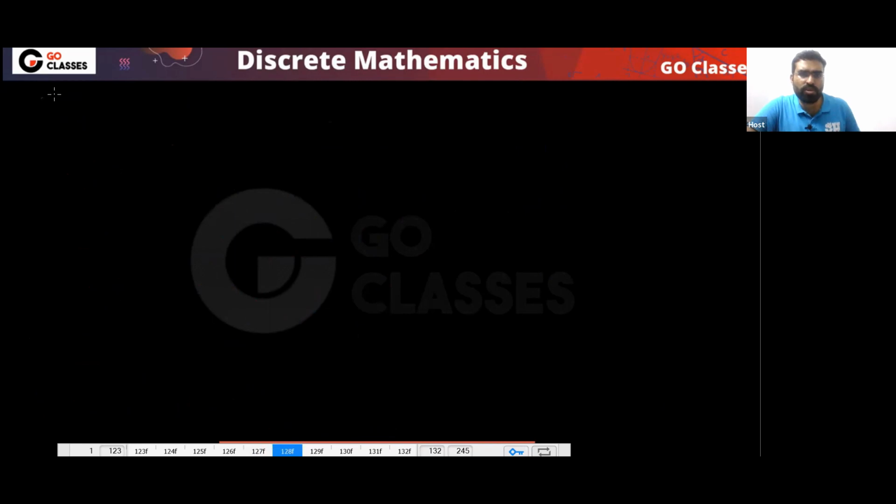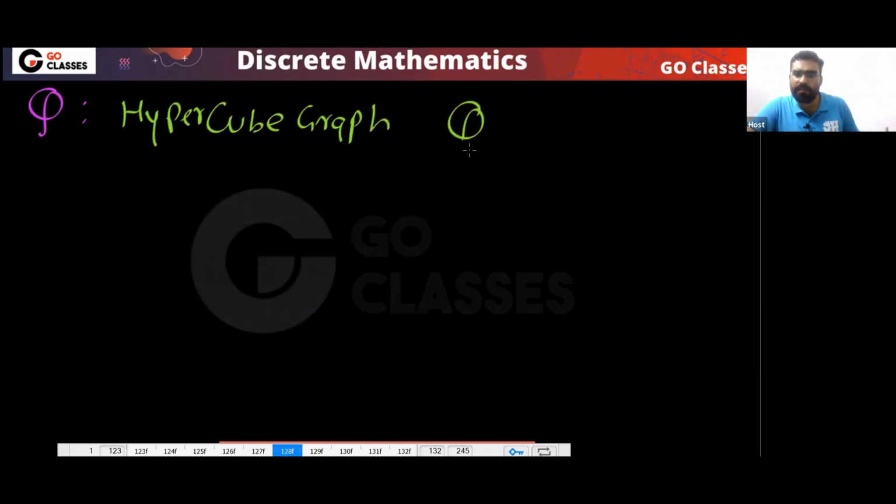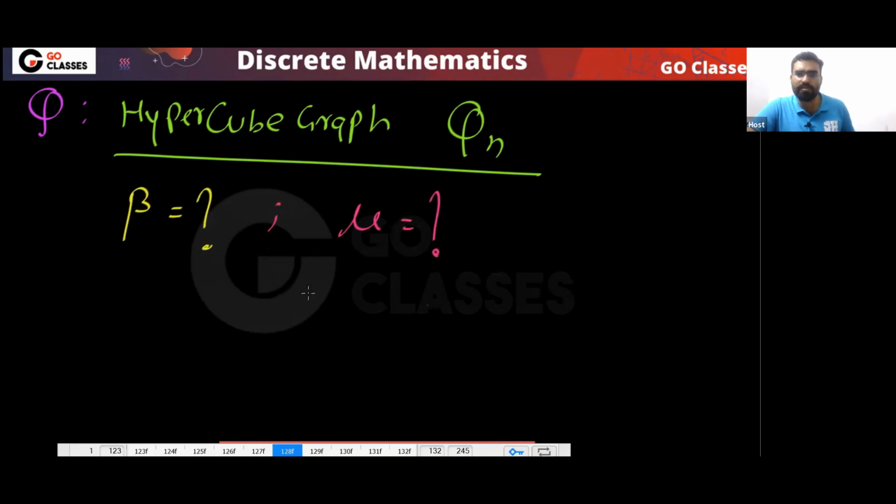Next, using Koenig's theorem, let me ask you about the hypercube graph. Let's see for the hypercube graph Qn. For this hypercube graph, you tell me what is the vertex cover? What is the matching number? What is alpha? And what is beta dash?